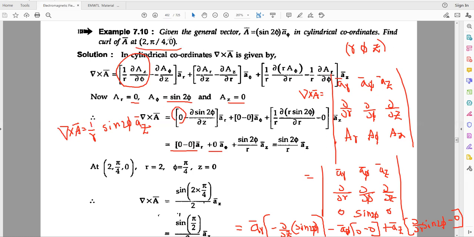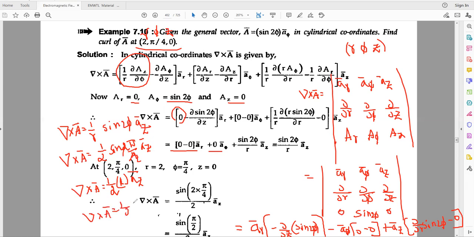The given point is (2, pi by 4, 0), that is R, phi, and Z. So del cross A bar is equal to 1 by R, we got 1 by 2, and sine 2 phi, where phi is pi by 4, into AZ. So we got 1 by 2, and sine 90 is 1, into AZ bar. So del cross A bar is equal to 1 by 2 AZ bar.